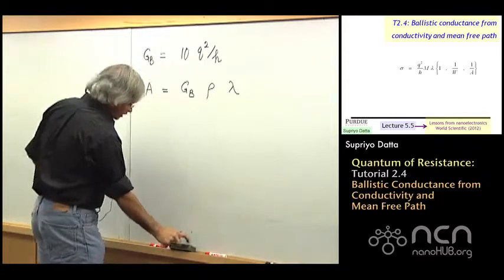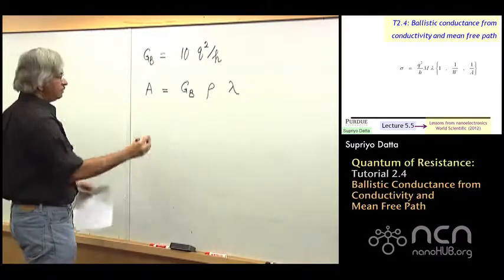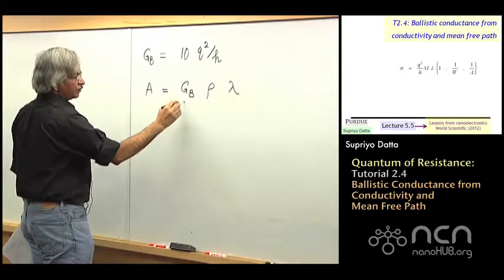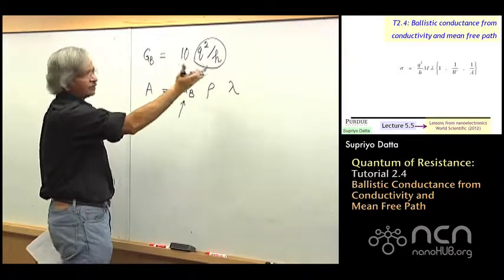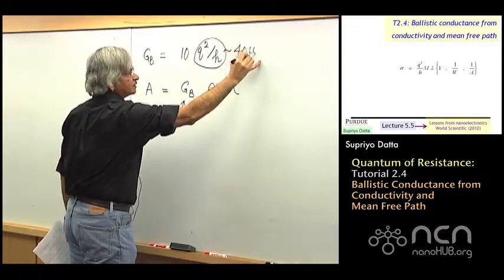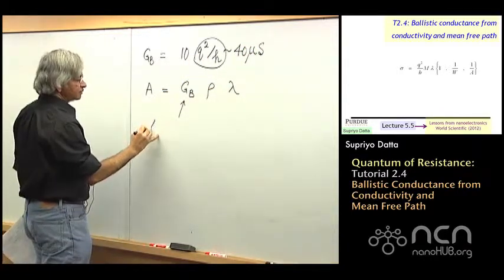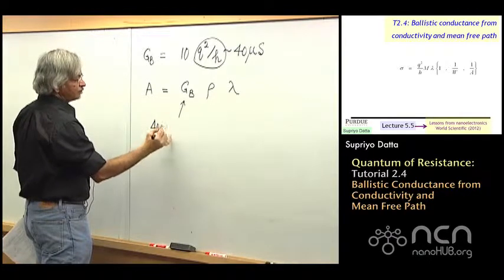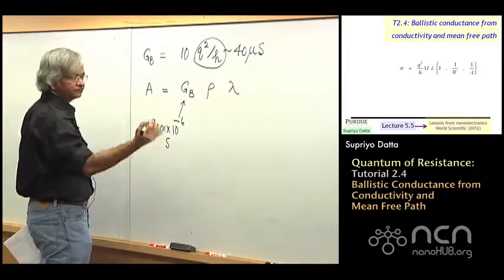So now let's put in the actual values that I asked you to use here. G_B is 10 q squared over h. And q squared over h, again, we are trying to do this roughly, is roughly 40 microsiemens. So 10 times 40 is 400 microsiemens. Micro means 10 to the power minus 6, so you could write that.